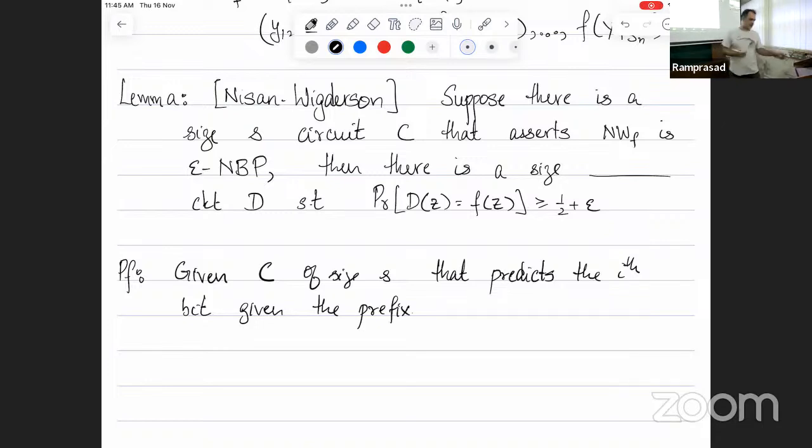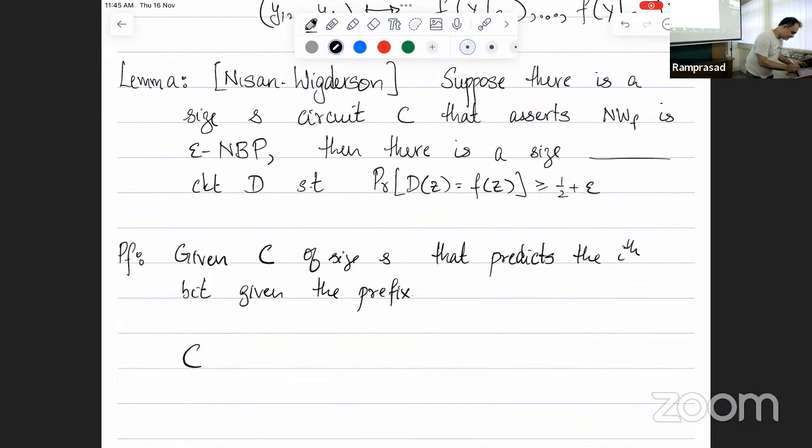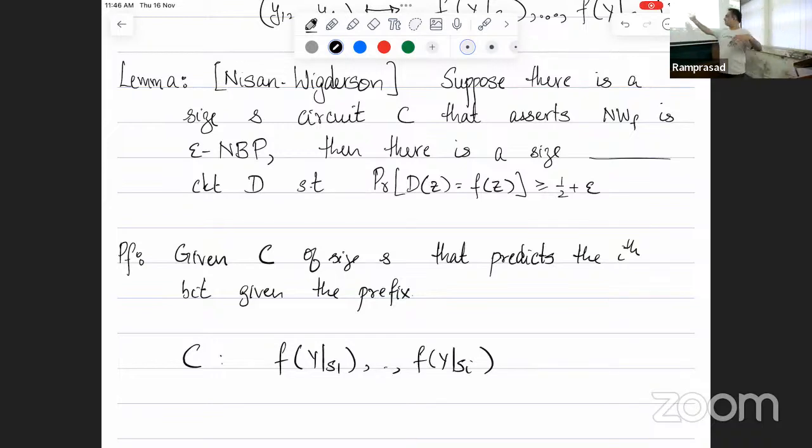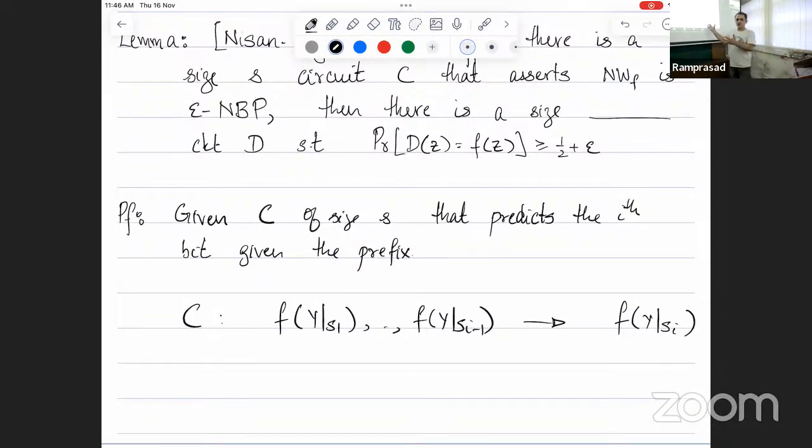So what is the circuit given? Okay, so the circuit C, the input to the circuit is the following. I am given f of y restricted to s1, blah, blah, blah, till f of y restricted to s(i-1). That's what is given. So y was chosen uniformly at random, and these were now, therefore, some bits, depending on what y was. And I give you these i minus 1 bits. And the goal is to then predict whatever this f of y restricted to si is. Okay, that's what we want to do.